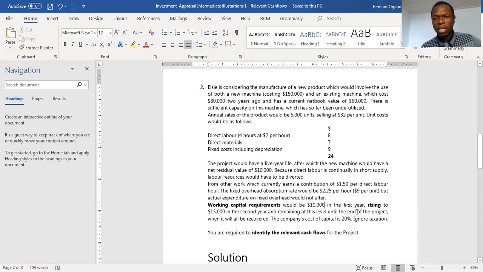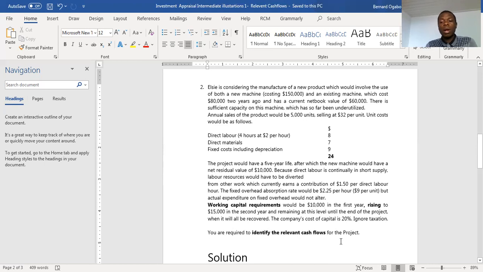At this level until the end of the project, when it will be recovered rather. When working capital is recovered, it is treated as relevant cash inflow at the end of the project. The company cost of capital is 20%, ignore taxation. Again, you are required to identify the relevant cash flows for the project.